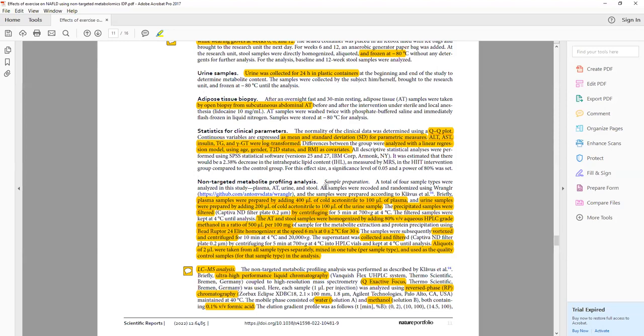Sample preparation. Okay, these guys did untargeted metabolomics. Some people will refer to it as non-targeted. Some say untargeted, it's the same thing. Untargeted means that basically you do not know what you're looking for. So you want to scan your sample and find as much information as possible.